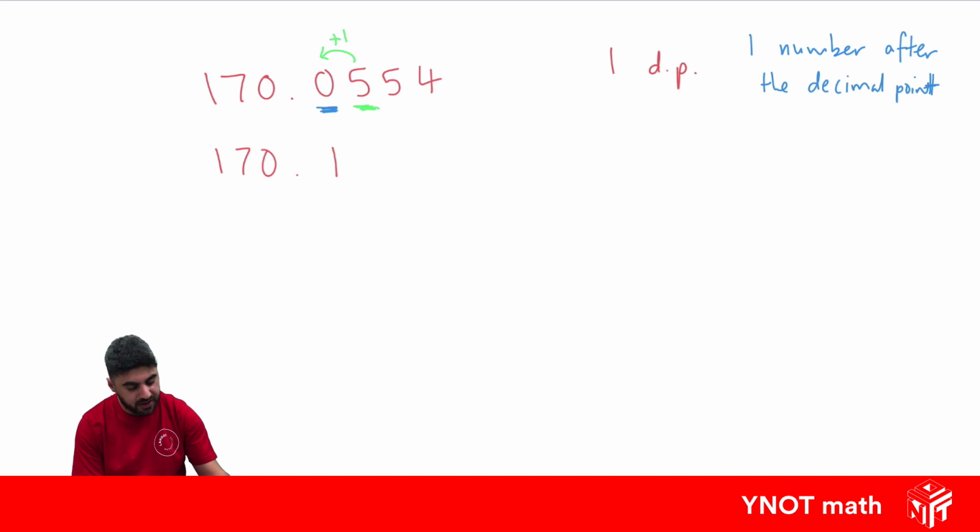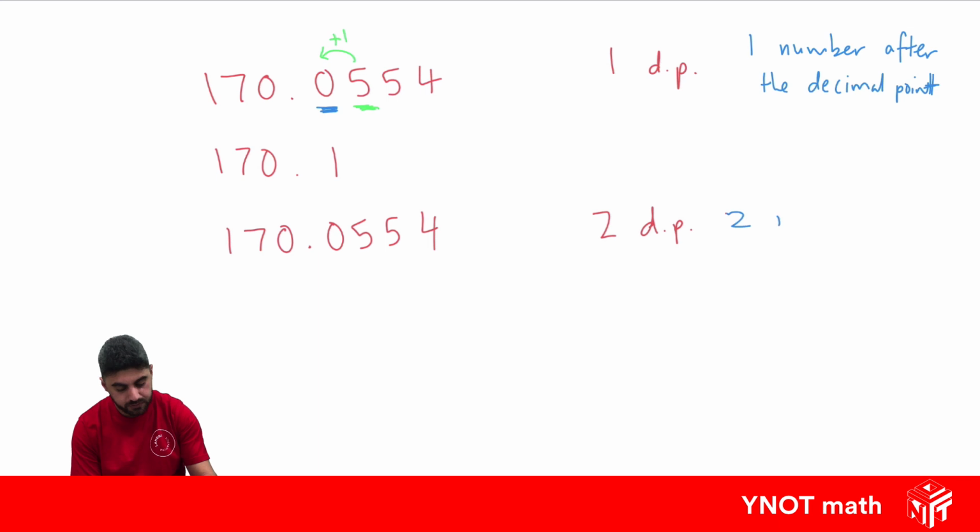What if we had the exact same number, but this time we wanted to round to 2 decimal places? So 2 decimal places is going to mean we want 2 numbers after the decimal. So for 2 decimal places, we're looking at this one here because this is the second number after the decimal point. We've got the decimal point, then we've got one number, then a second number.